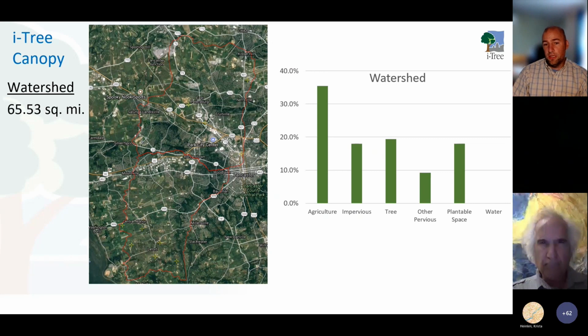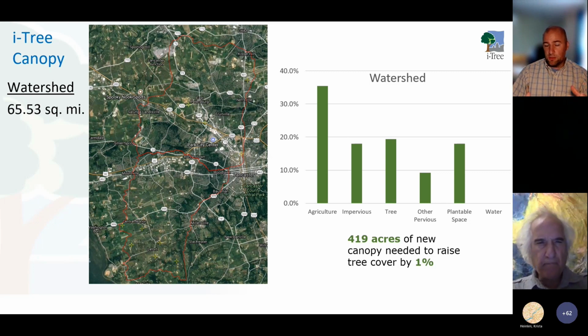So if we want to increase canopy cover in the watershed, because we know that has a positive effect on water in the actual Little Conestoga River, we can say, well, we're starting here at about 19% canopy cover. What if we want to raise that canopy cover 1%? What is that going to take for us to do here with our Little Conestoga Watershed Alliance? Well, that would mean about 419 acres of new canopy needed just to raise canopy cover by 1% in this watershed.